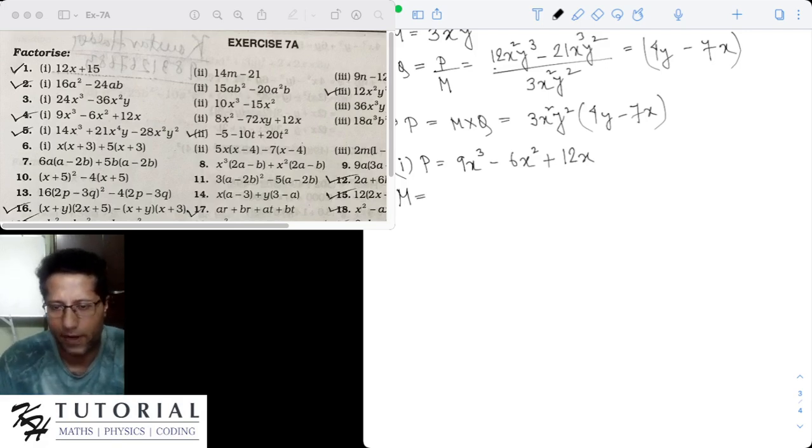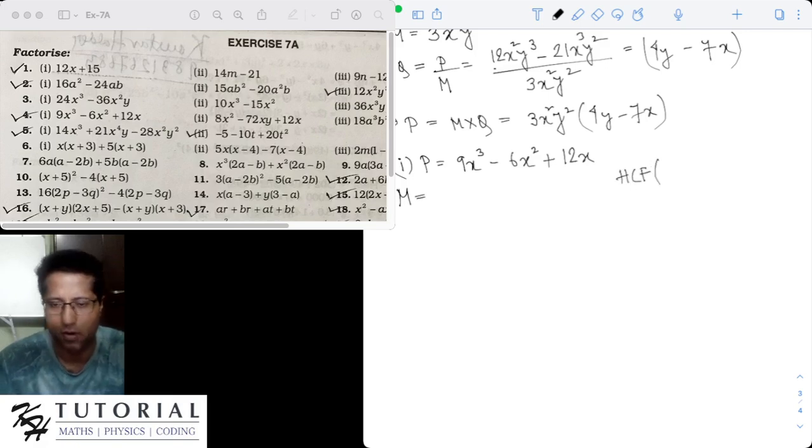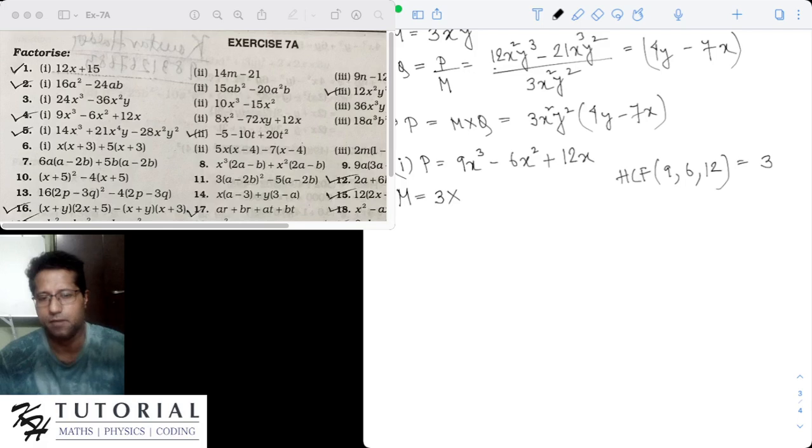Now first we have to find the coefficient of this common factor m. What will be the coefficient? The coefficient will be the HCF, that is the highest common factor of all the coefficients of all the terms, that is 9, 6. Ignore the sign of the terms. Ignoring the sign, find the HCF of all the coefficients. So we have HCF of 9, 6 and 12, and the HCF is obviously 3. So we will have 3, and then we will have the product.